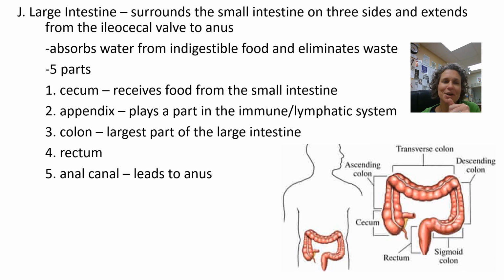Okay, so now, five parts of the large intestine. You have the cecum, and this is where the ileocecal valve leads in, so right there, that's into your cecum. And then kind of hanging off of it, this little guy right there, that's the appendix. It does play a role, especially when you're younger, in your immune system.